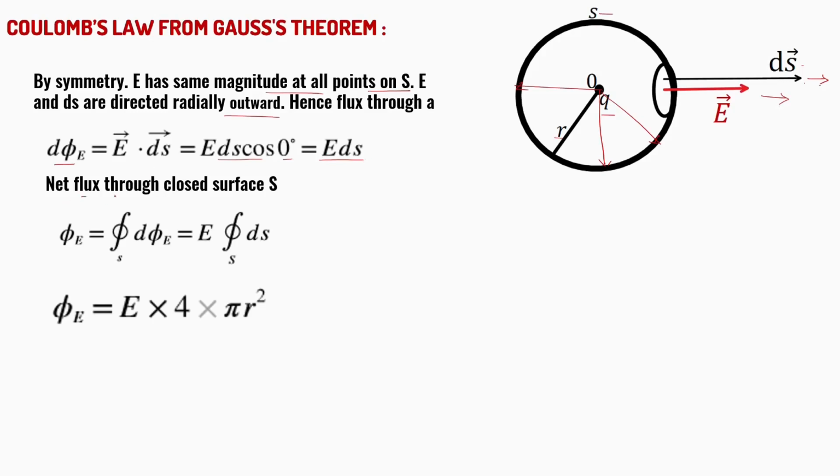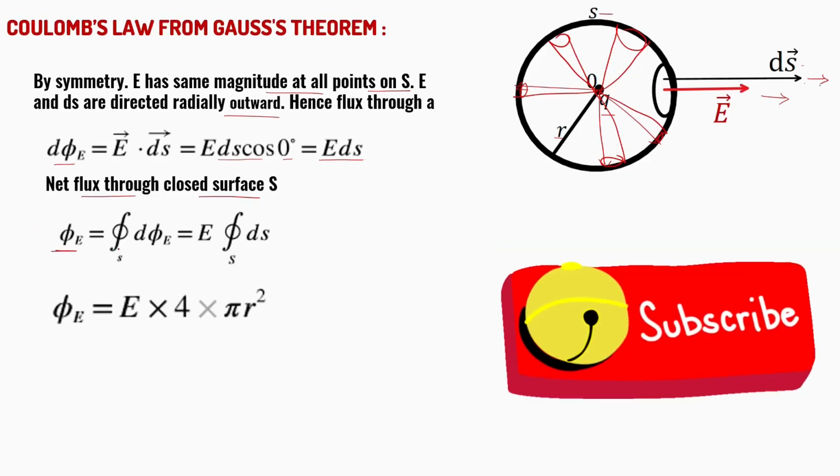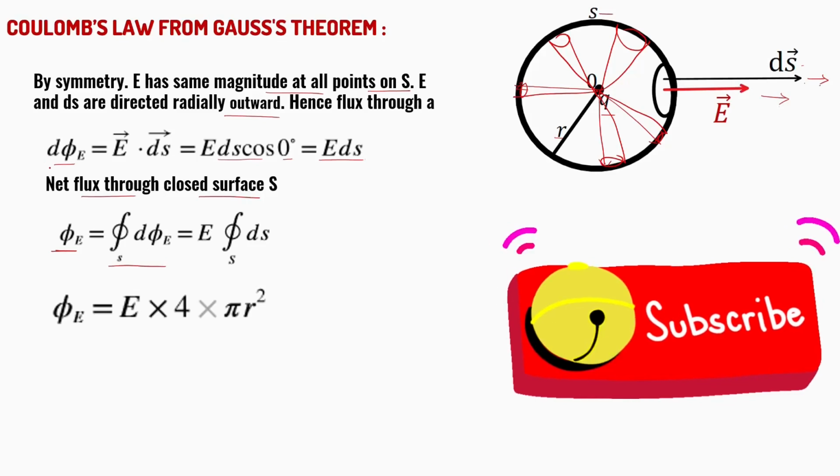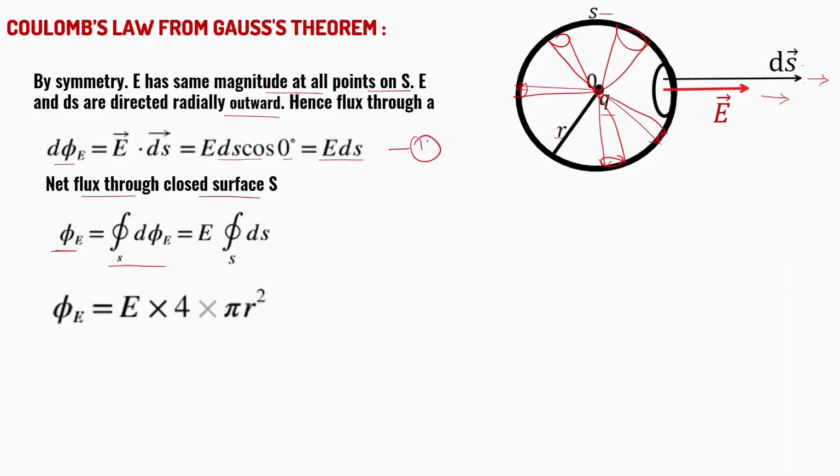Now, to compute the net flux through the closed surface, we consider the various small area elements surrounding this surface and add up the flux elements, so the net flux φE becomes the integration of dφE. We already have the value of dφE from the first equation, so we get E times the integration of dS. E comes out of the integration because its magnitude is constant throughout the surface. So we get E into 4πr squared, which is the integration of the surface area elements over a sphere, that is, the surface area of the given sphere.